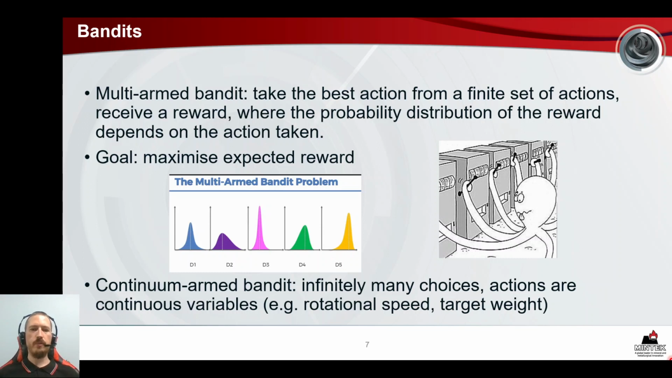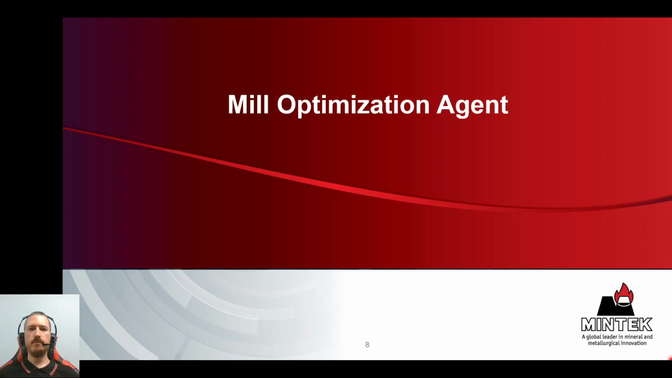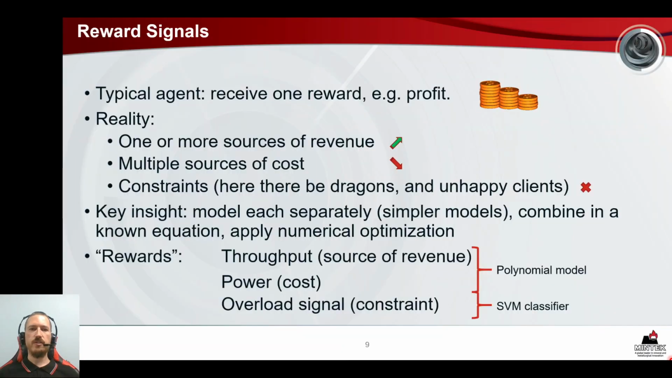Now a continuum-armed bandit extends this to the case where you have infinitely many choices. Here your actions are continuous variables, which fits our problem very well, as our actions are rotational speed and target weight. Let's talk about the agent.